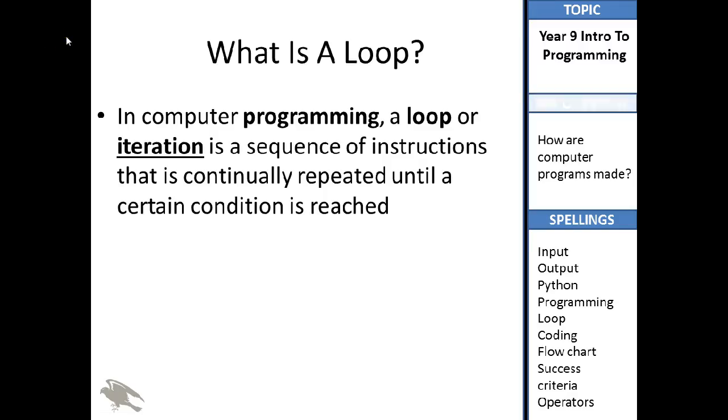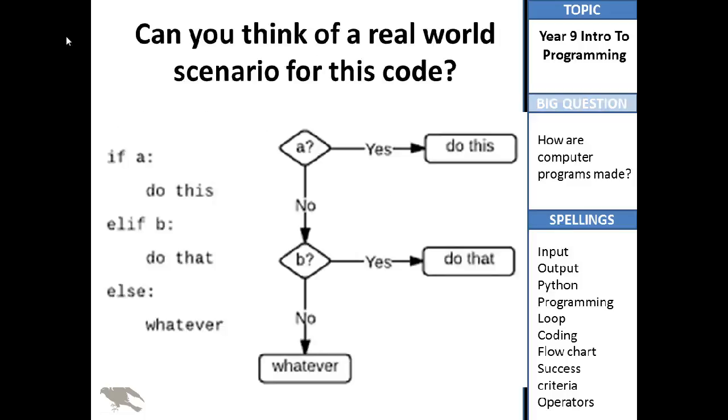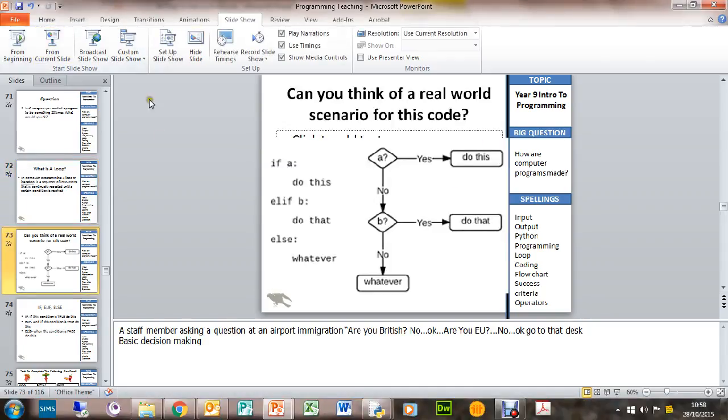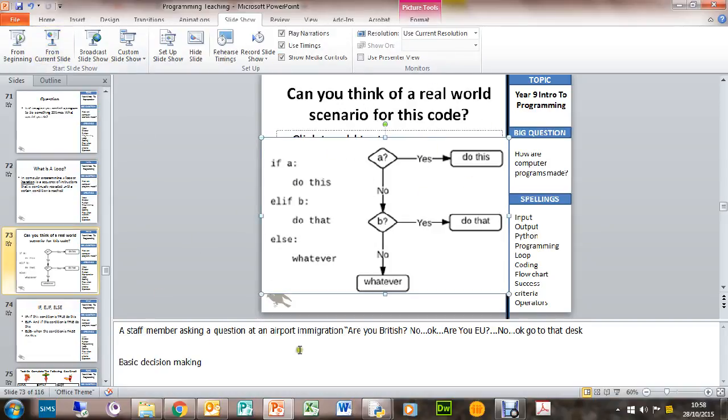A loop or iteration is a sequence of instructions that's continually repeated until a certain condition is reached. Okay, now let's go through a scenario. Let's pretend in this scenario we've got a staff member at an airport asking a question to someone who's coming into airport immigration, say entering Heathrow from abroad.